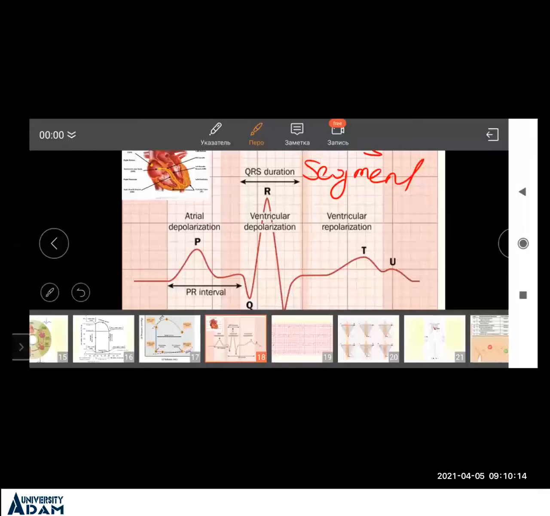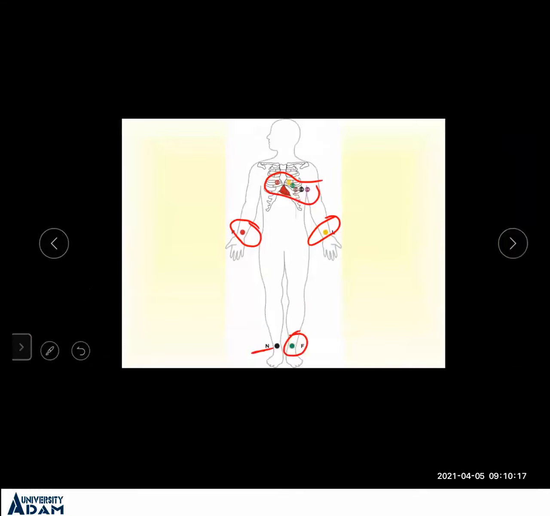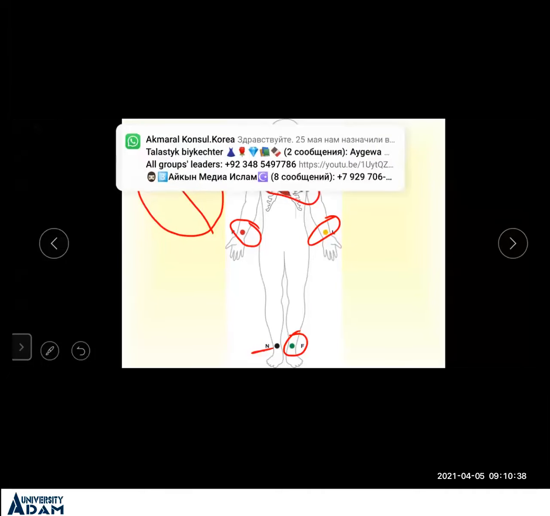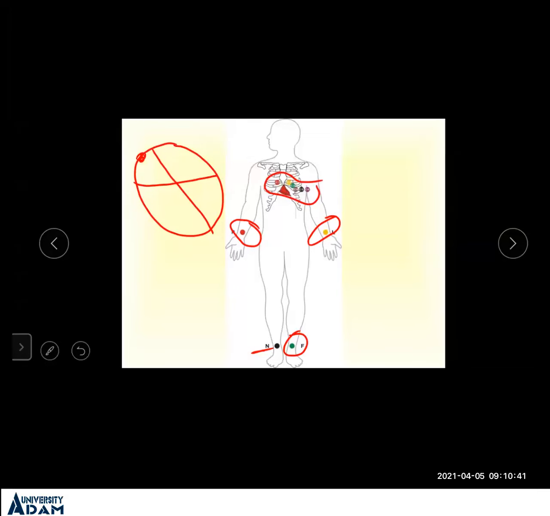First of all, we should understand what the conducting system of the heart is before reading ECG. It is composed of pacemaker cells, a group of pacemaker cells located in certain areas of the heart. We have the SA node, then the AV node, the bundle of His, bundle branches, and Purkinje fibers.